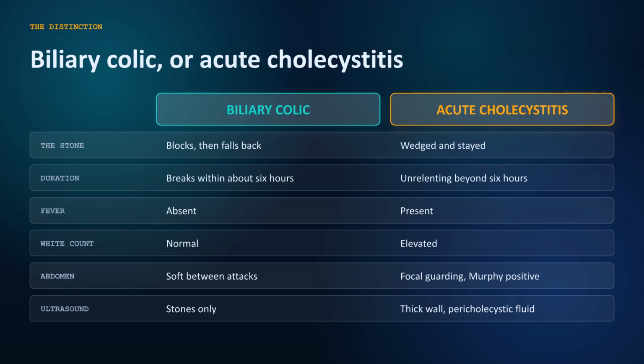This is the distinction that matters most at the bedside. Biliary colic is a stone that temporarily blocks the cystic duct and then falls back. The pain builds, plateaus, and breaks, usually within about 6 hours. There is no fever. The white count is normal, and the abdomen is not tender between attacks.